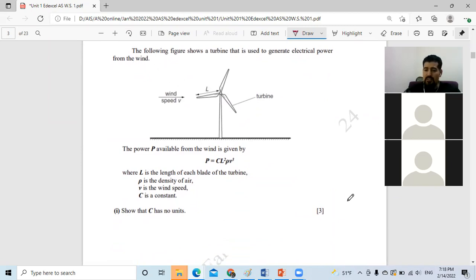One of the questions, this one, is part of a whole question about wind energy, how it is converted to kinetic energy, then to electrical energy, with a certain efficiency. We are going to talk about that later. What they ask: the following figure shows a turbine that is used to generate electrical power from the wind. The power P available from the wind is given by this formula: power equals C L squared rho V cubed.